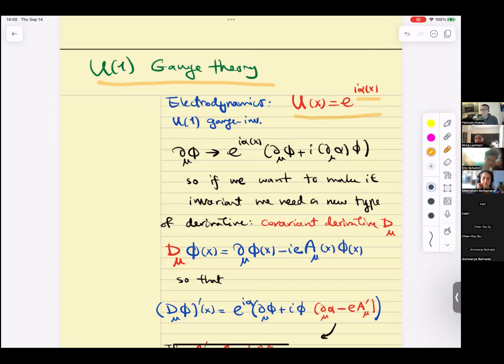So del mu of phi now transforms in this way, with this extra term, right? And if we want to somehow forcefully make it invariant, we need a new type of derivative. We need a type of derivative that transforms nicely. It's called covariantly. Hopefully the term covariant is familiar, why I'm calling it covariant, right? So it's called covariant derivative.